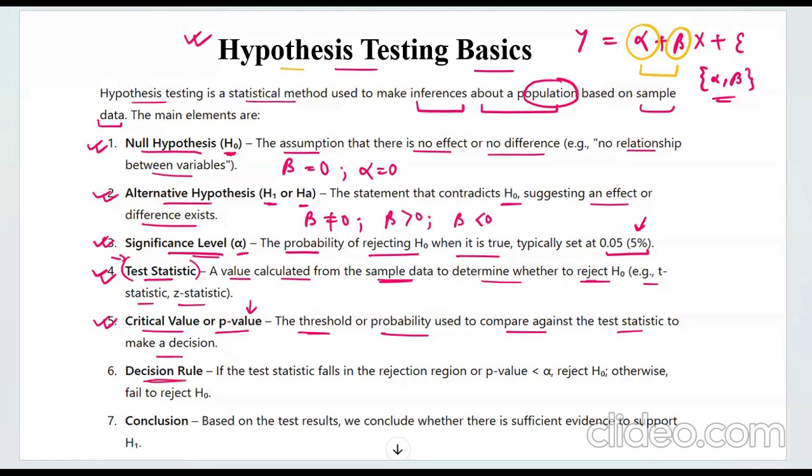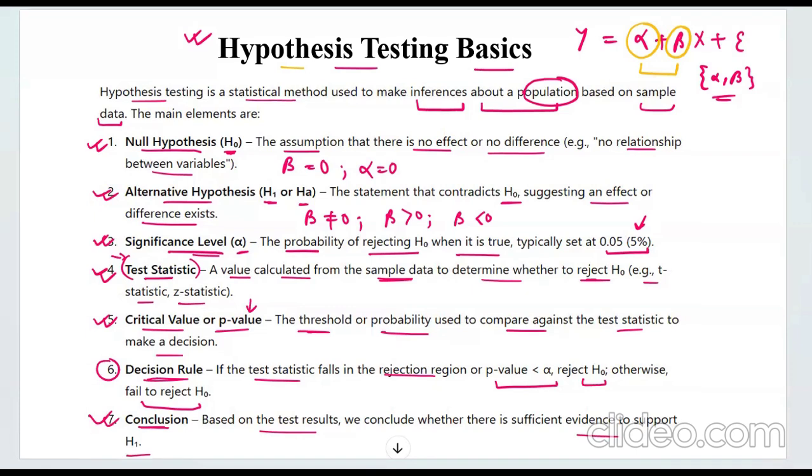Now, what is the decision rule? Next thing is the decision rule. If the test statistic falls in the rejection region, that is, p-value less than alpha, we reject H naught. Otherwise, we fail to reject H naught. So this is basically the decision rule. And the seventh thing is defining a conclusion: based on the test results, we will conclude whether there is sufficient evidence to support H1 or not. So these are the 7 steps that we basically use in order to conduct our hypothesis testing. I hope this is absolutely clear. So please remember these 7 things.